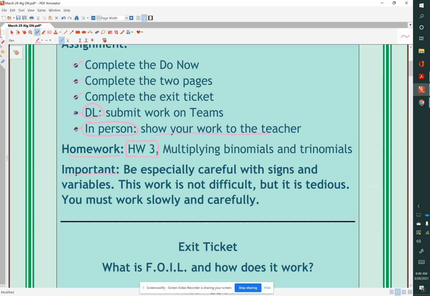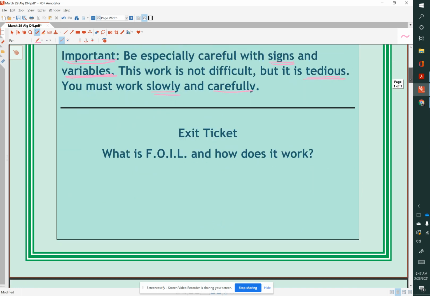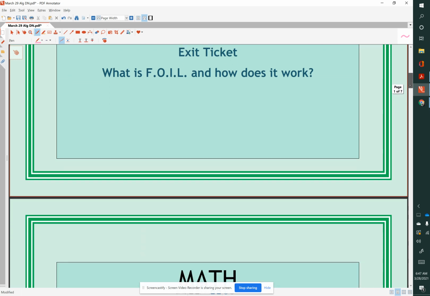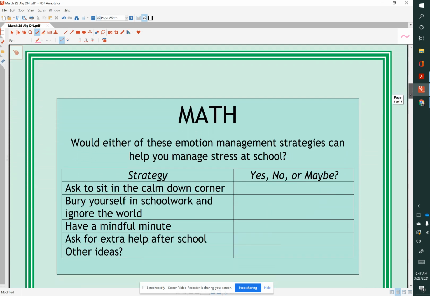And with the work that we do today, I want you to be especially careful with the positive and negative signs and with the variables, also with the invisible ones. Think about those too. Remember, if a variable is all by itself, it has an invisible coefficient of 1. So this work is not necessarily mathematically difficult, but it is tedious. You have to work slowly and carefully. And if you do that, you'll get it right. So we'll come back to our exit ticket later. So I'm hoping you're looking forward to FOIL already.